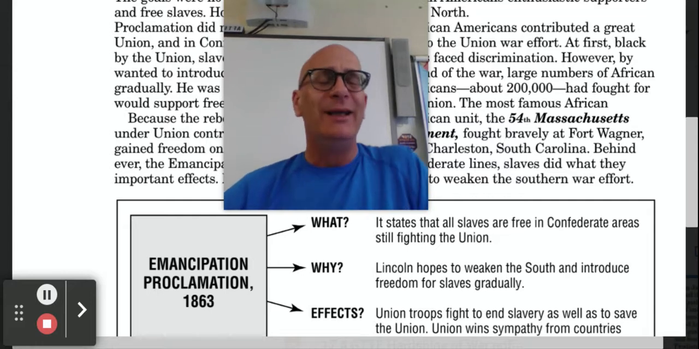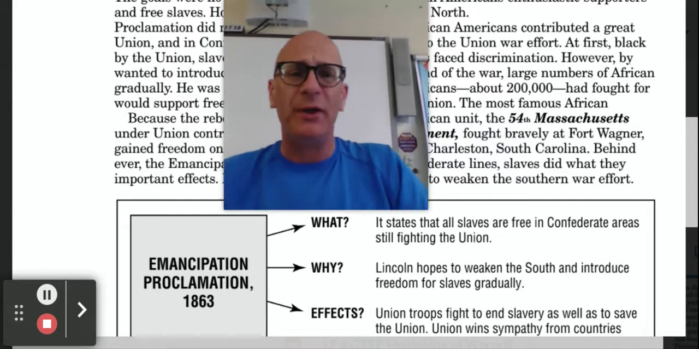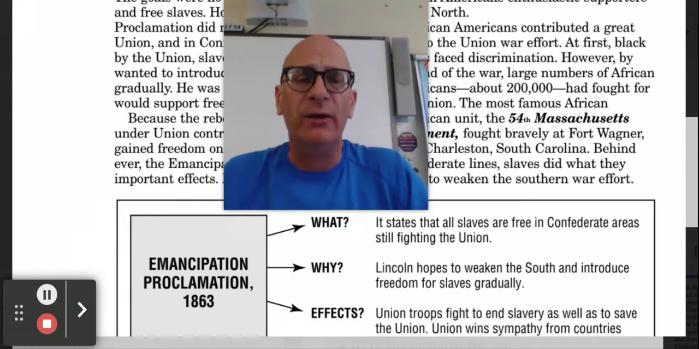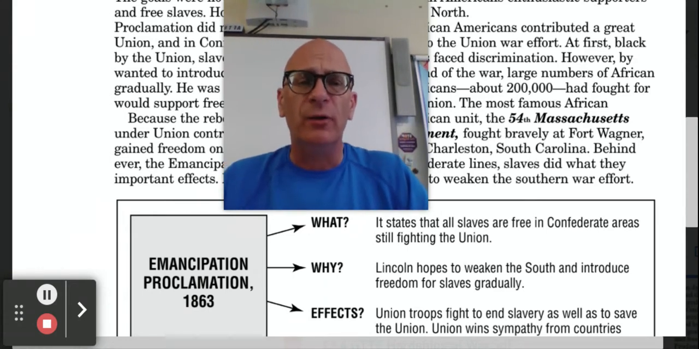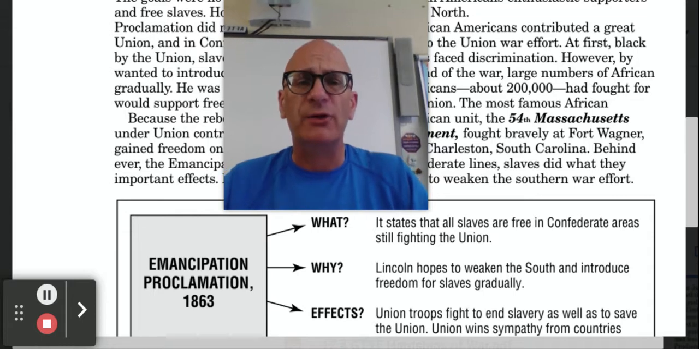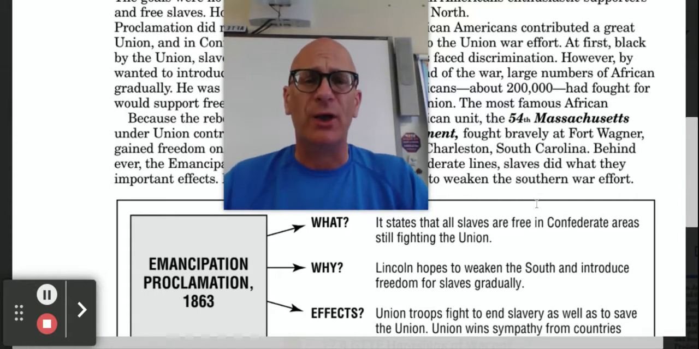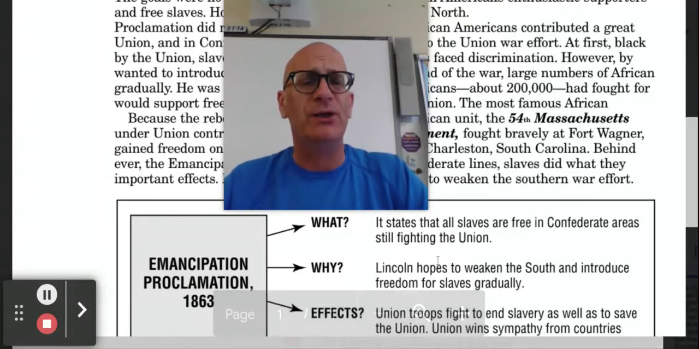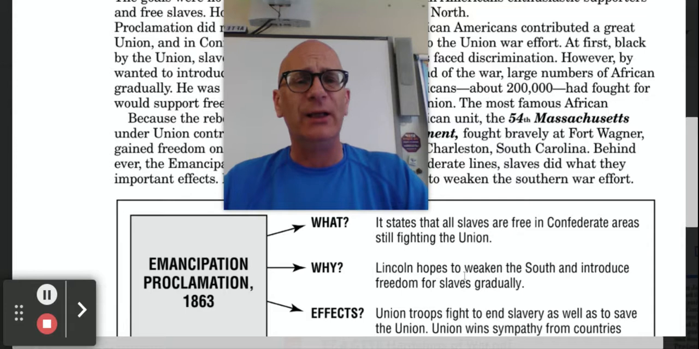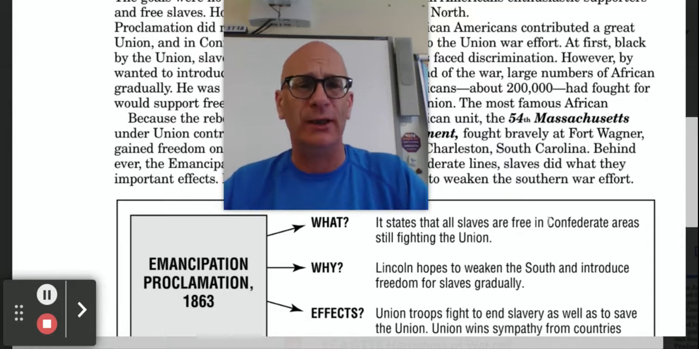Now, in effect, it did not grant freedom to slaves immediately in those areas because, again, the Confederate states controlled those slaves, and the Confederate states were in control. But it did state that they were free, and it provided them hope and encouragement and enthusiasm that eventually they would become free. Why does Lincoln do it? Why does Lincoln issue the Emancipation Proclamation in 1863? Lincoln hopes to weaken the South and introduce freedom for slaves gradually.